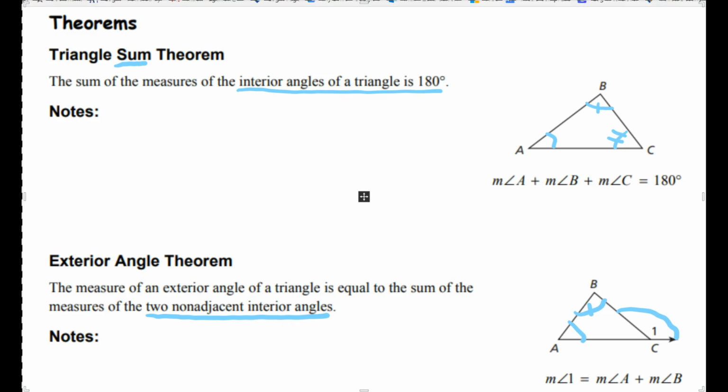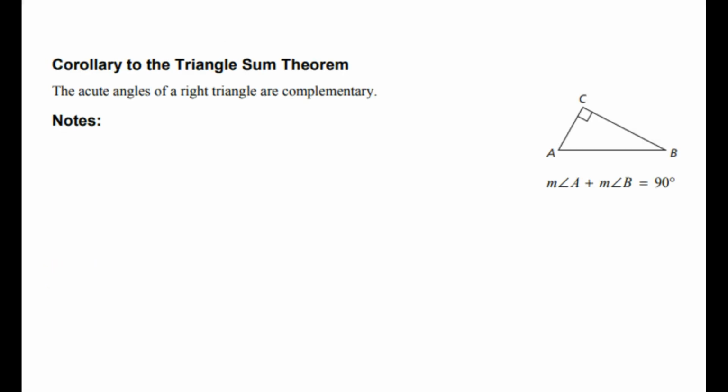Our third theorem is the corollary to the triangle sum theorem. It says the acute angles of a right triangle, and remember acute angles are less than 90 degrees, are complementary. That means angle A plus angle B is 90. If you think about it, it really makes sense, because if angle C is a 90-degree angle and a triangle is only 180 degrees, then the sum of these two would have to be 90. Real simple, real easy rule to follow.